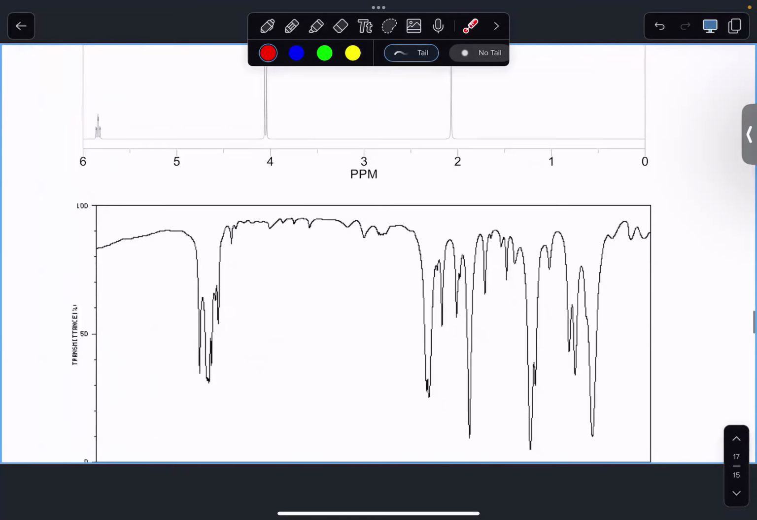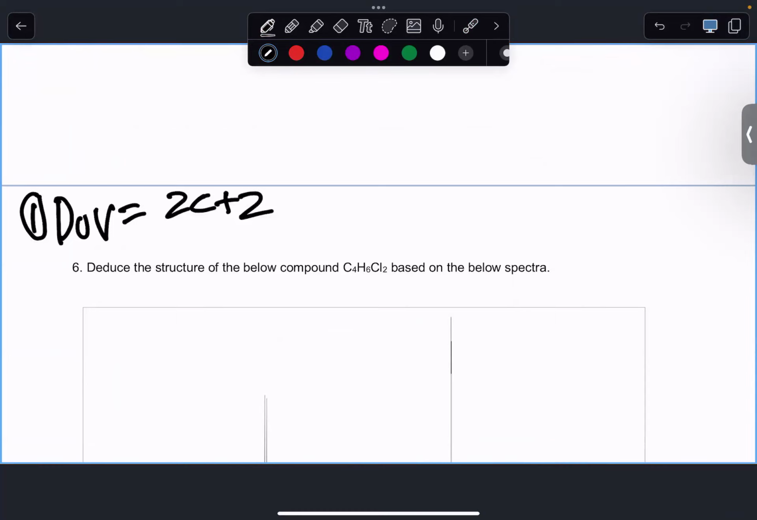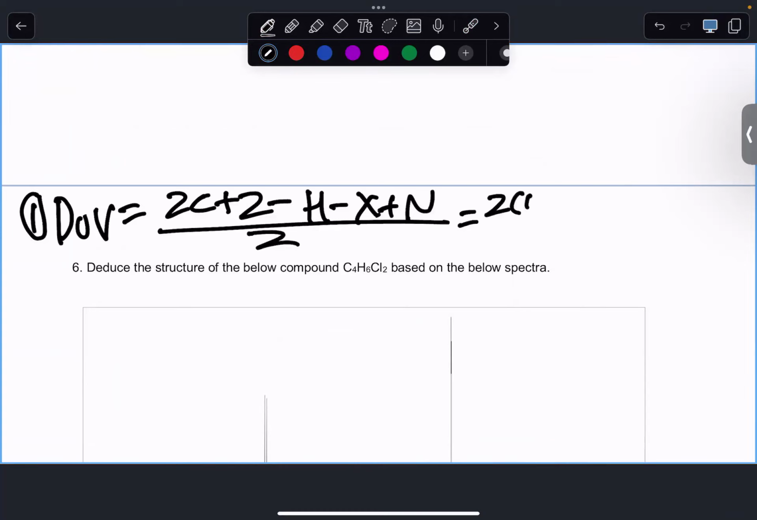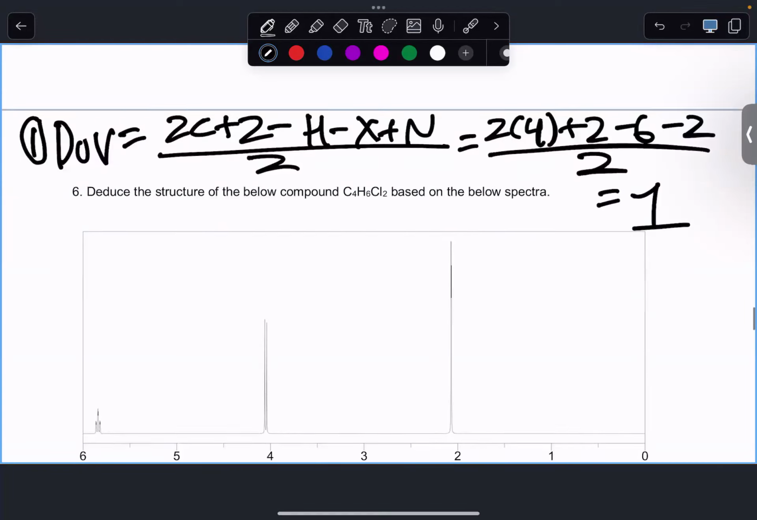Yeah, this one is a weird one. The first thing you do, calculate DOU. So that's 2C plus 2 minus H minus X plus N all over 2. 2 times 4 plus 2 minus 6 minus 2 all over 2. 2 times 4 is 8. 8 plus 2 is 10. 10 minus 6 is 4. 4 minus 2 is 2. 2 over 2 is 1. So we have 1 DOU, right?